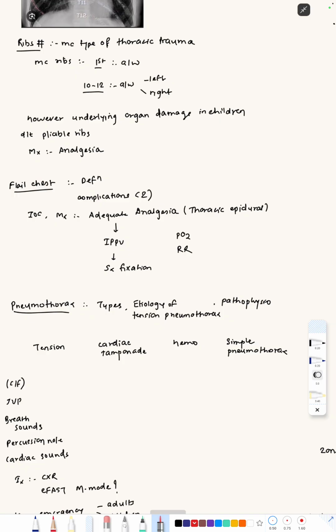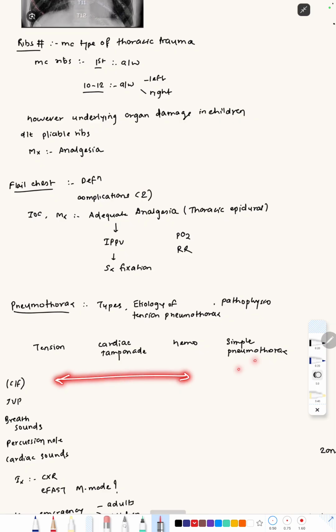Because of the unidirectional, one-way valve, there is a collapse of the ipsilateral lung, while there is expansion of the contralateral lung, and also the trachea is shifted to the opposite side. Then the clinical features are a very basic triad of tachycardia, tachypnea, and fall in the systolic blood pressure, that is hypotension. So this is seen in tension pneumothorax, cardiac tamponade, as well as hemothorax.